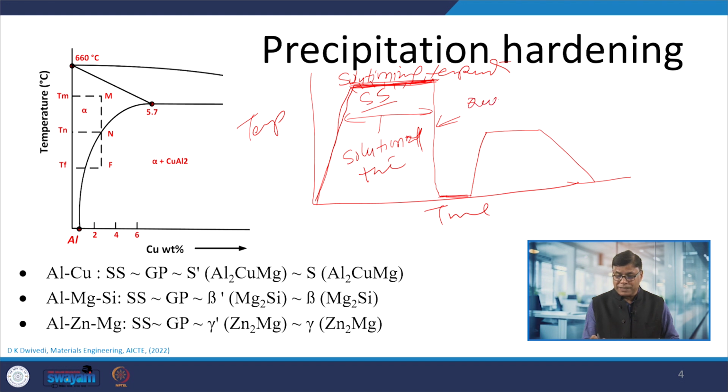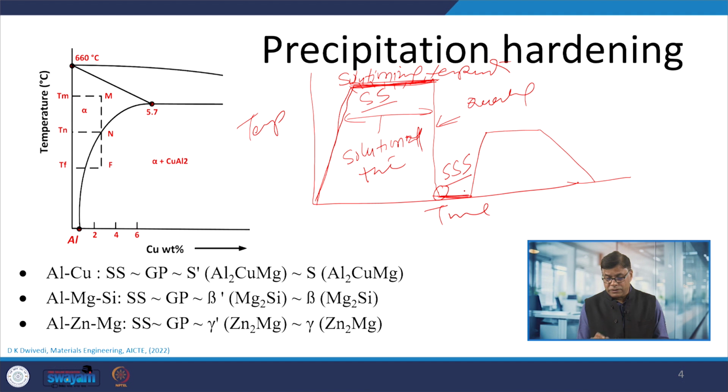Once we have the homogeneous solid solution, it is subjected to the next step, that is quenching. Quenching results in the supersaturated solid solution. Supersaturated solid solution means the alloying elements present in the matrix in the homogeneous austenitic state at a high temperature, when subjected to rapid cooling, get trapped. They do not get time to diffuse out, even if their solubility is less than the maximum solubility that they can accommodate. That is why they result in the supersaturated solid solution.